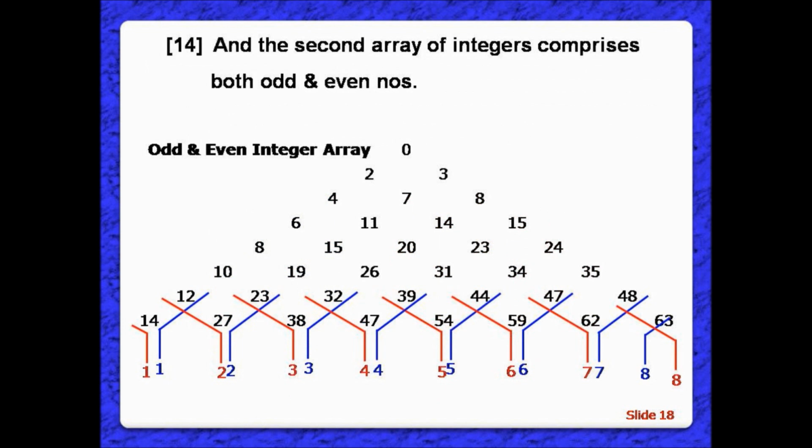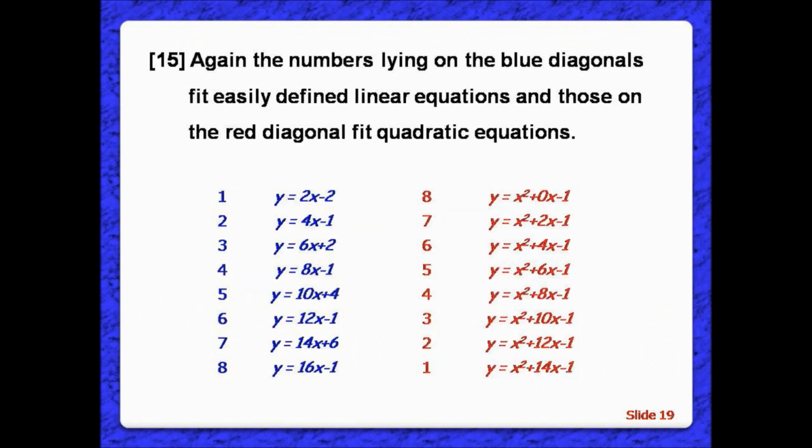And the second array of integers comprises both odd and even numbers. Again, the numbers lying on the blue diagonals fit easily defined linear equations, and those on the red diagonal fit quadratic equations.